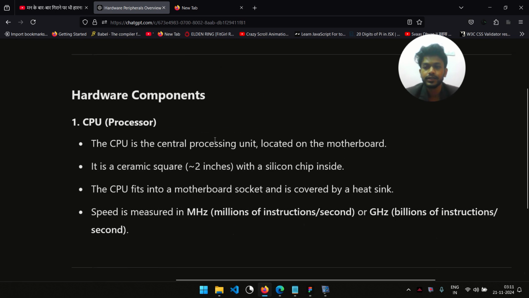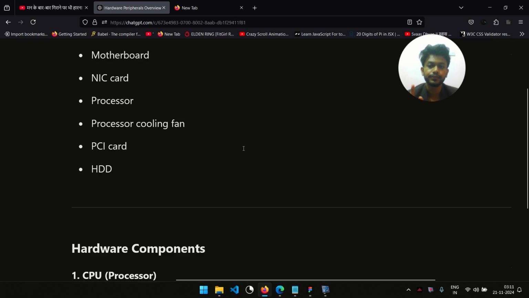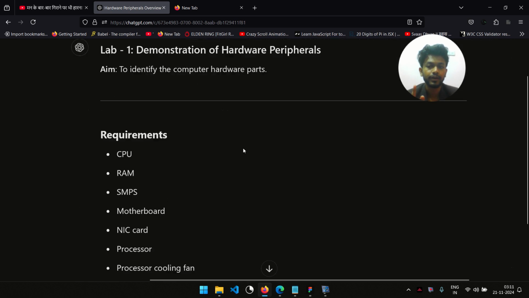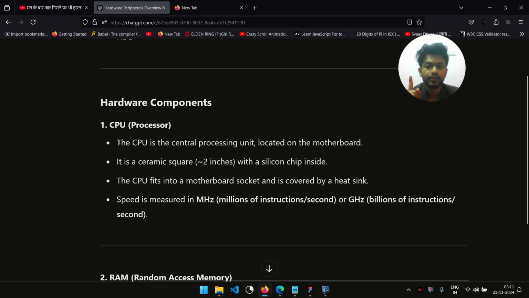Okay, here what does it say? CPU, central processing unit, processor. The CPU is a central processing unit. The first hardware peripheral component is the CPU. The CPU is located on the motherboard.